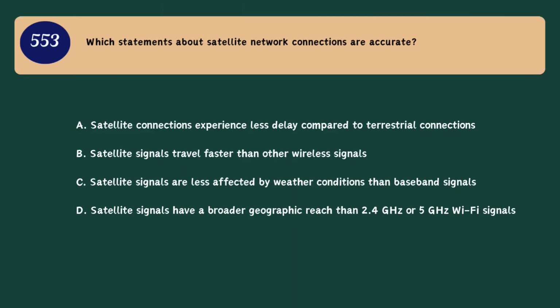Question 553. Which statements about satellite network connections are accurate? A. Satellite connections experience less delay compared to terrestrial connections. B. Satellite signals travel faster than other wireless signals. C. Satellite signals are less affected by weather conditions than baseband signals. D. Satellite signals have a broader geographic reach than 2.4 GHz or 5 GHz Wi-Fi signals.